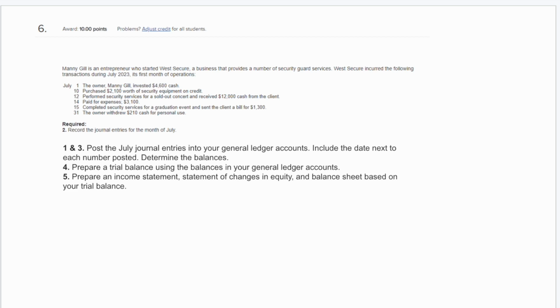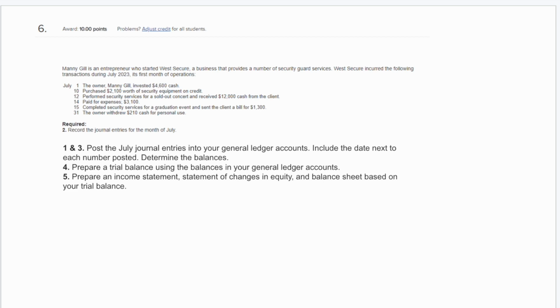On July 12th, they performed security services and received $12,000 cash. On July 14th, they paid for the expenses. July 15th, completed security services for a graduation event and billed the client for $1,300. And on the 31st, the owner withdrew $210 for personal use. So effectively what we're asked to do here is to record the journal entries, prepare a trial balance, and then prepare an income statement. So let's go through the process.